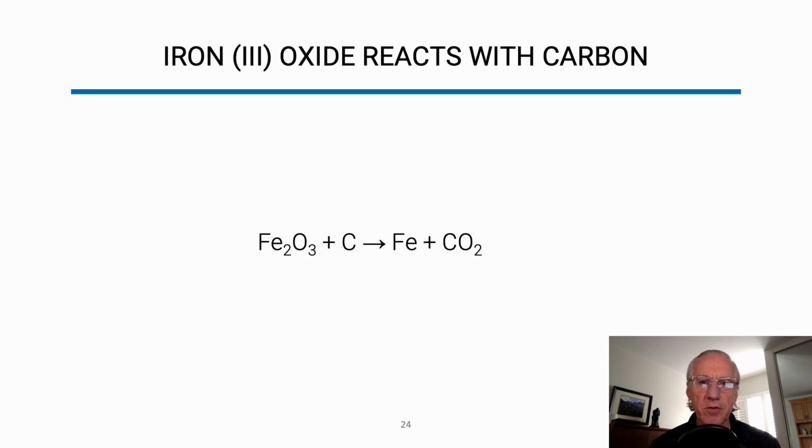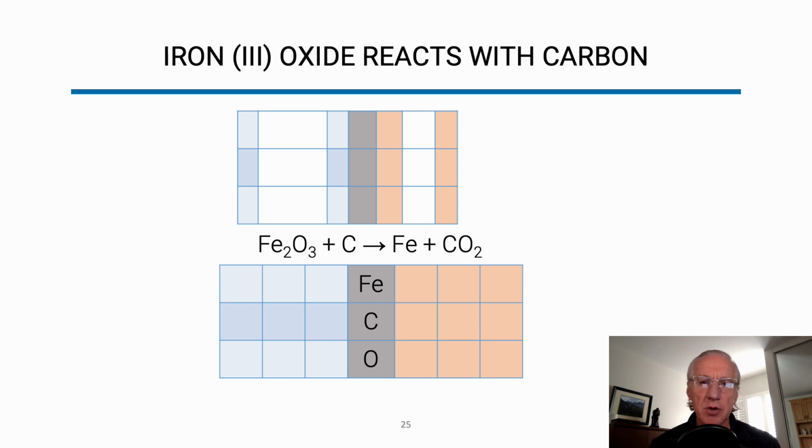Here's the equation for iron 3 oxide reacting with carbon. It doesn't have any diatomic oxygen, but it's still a bit of a challenge to balance. We again draw our tables above and below, and we have oxygen as the last atom in the list, so we just have iron, carbon, and oxygen. The initial count is 2 irons on the left, only 1 on the right, 1 carbon on the left and 1 on the right, and 3 oxygens on the left and 2 on the right.